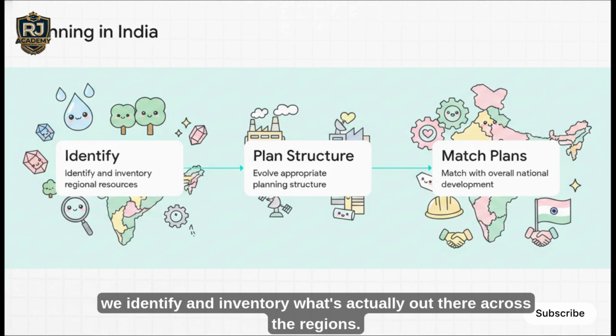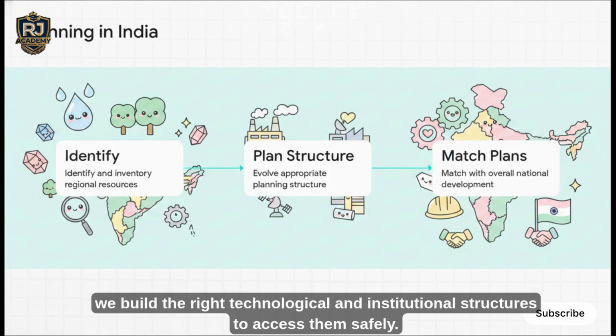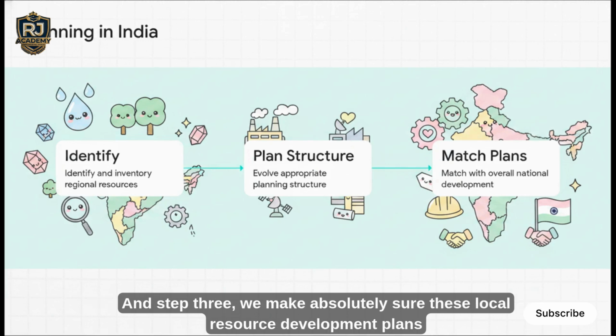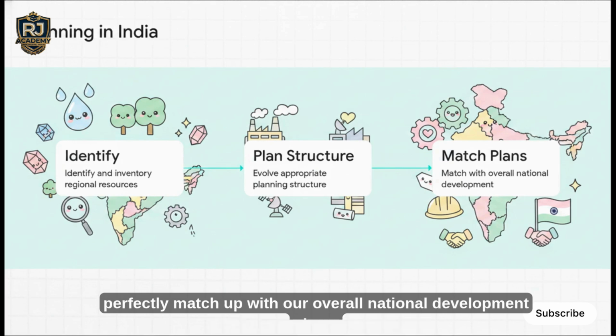So step 1, we identify and inventory what's actually out there across the regions. Step 2, we build the right technological and institutional structures to access them safely. And step 3, we make absolutely sure these local resource development plans perfectly match up with our overall national development plans.